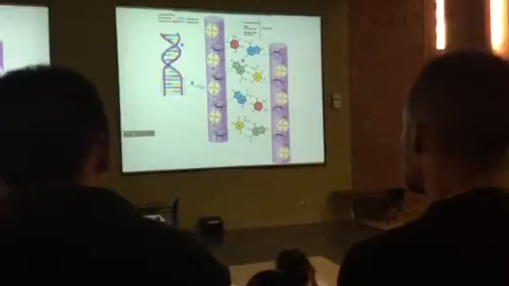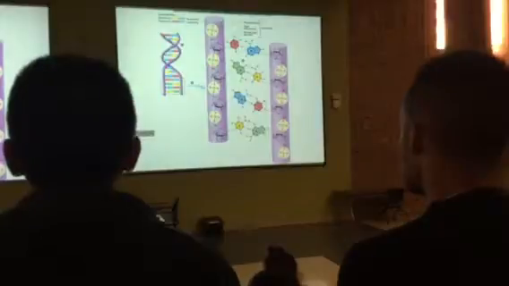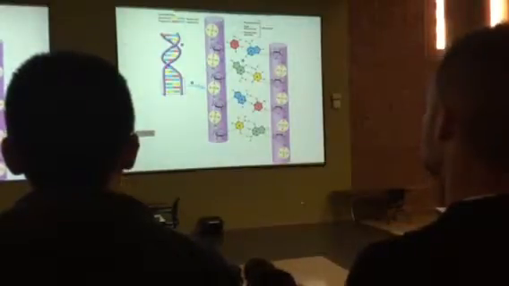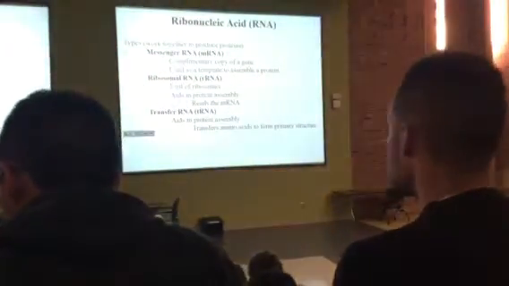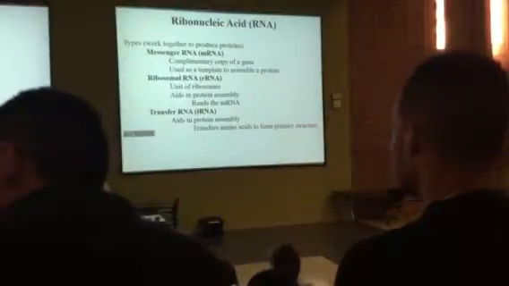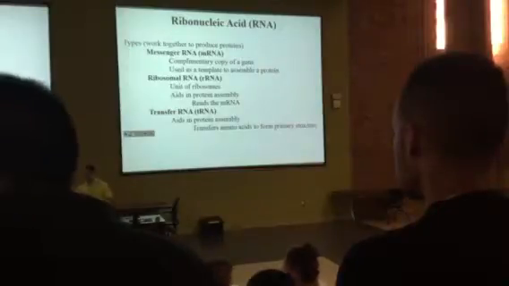You can't get the DNA out of the nucleus. You can't remove the recipes. So a copy of the recipe needs to be made. That's what mRNA is. mRNA is a copy of the recipe. It's a copy of the gene. All right? Then that's going to leave the nucleus. It's going to go into the cytoplasm.